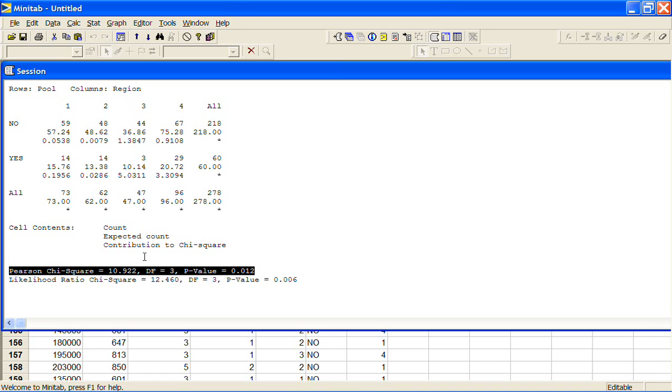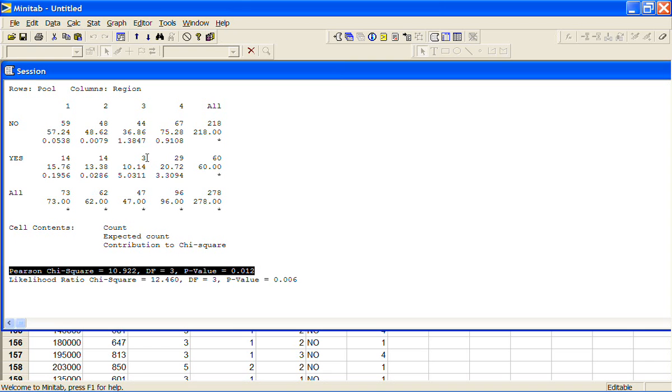Now the test doesn't tell us what the relationship is between pool and region. It just tells us it's unlikely that there is no relationship between pool and region. So if we want to make some inference about this, we would have to look through and compare the observed and expected values to see which ones are not what we would expect.